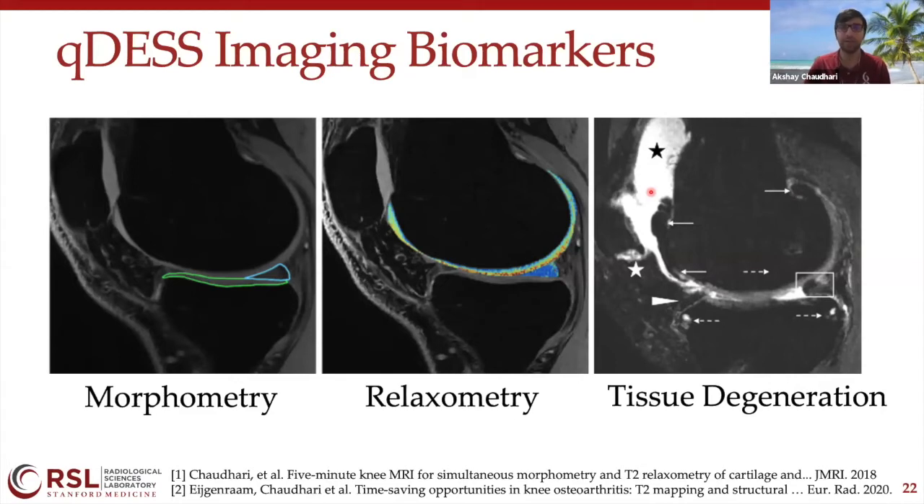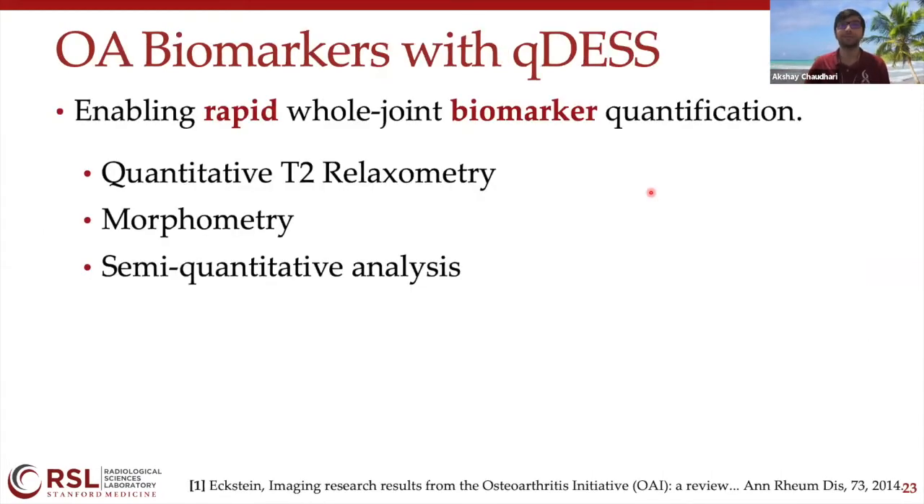So we really think that, with this particular sequence, we can really enable rapid whole joint analysis and biomarker quantification, not just that can be useful from an osteoarthritis research perspective, but for assessing the overall health status of the joint. And we've shown that, compared to other methods that take more than 40, 45 minutes of scan time, with this 5-minute sequence, we can get most of the biomarkers that we need for looking at very early osteoarthritis progression.